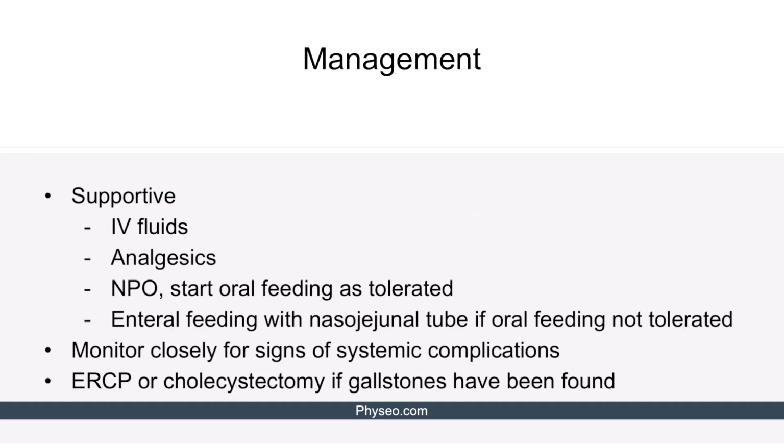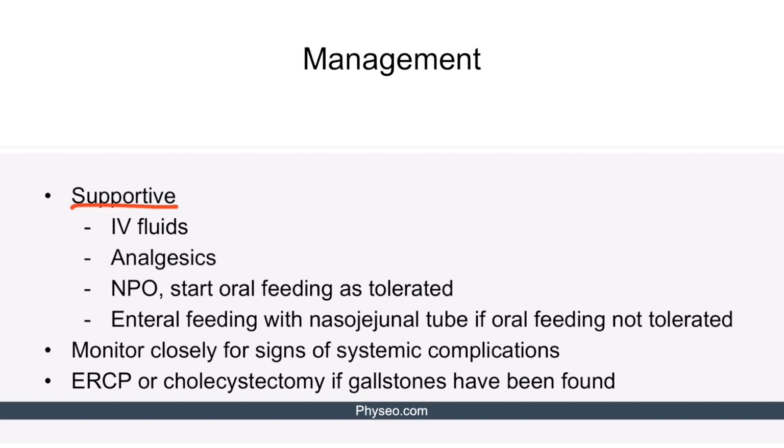Okay, moving on to management. Management is mainly supportive care. One of the most important aspects of this is maintaining appropriate hydration with IV fluids. Analgesia is also important since many patients with acute pancreatitis experience severe pain. Patients should be made NPO when they're first admitted to the hospital and can transition to oral feeding as they tolerate it. If patients do not tolerate oral feeding and require a significant time NPO, then enteral feeding with an NJ tube should also be started for nutrition.